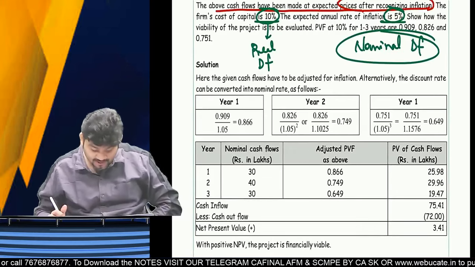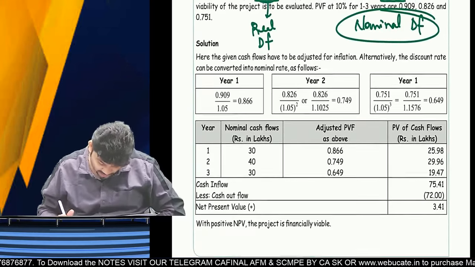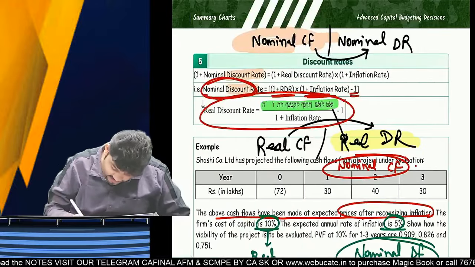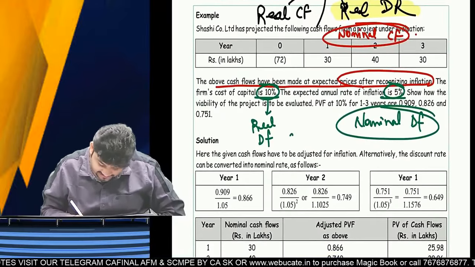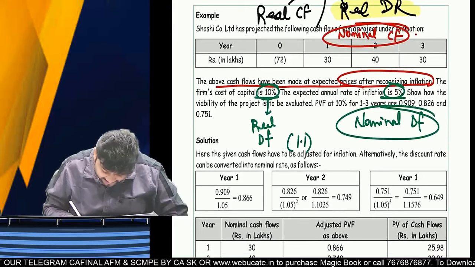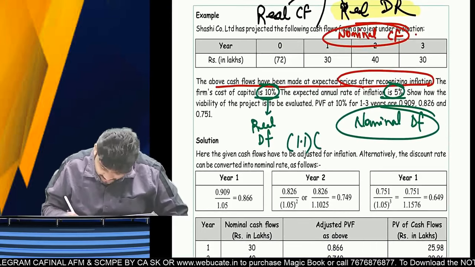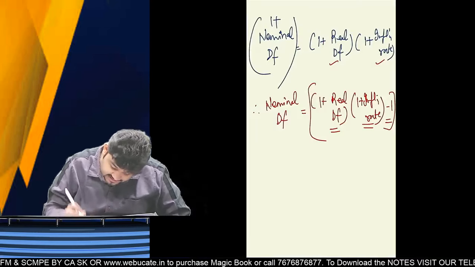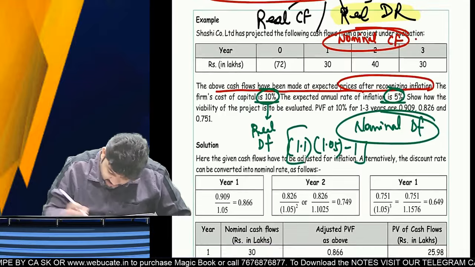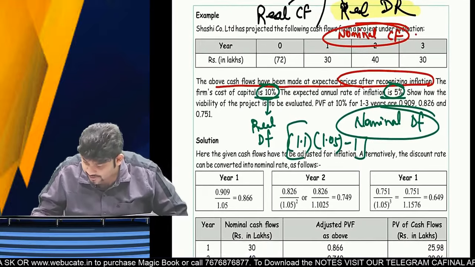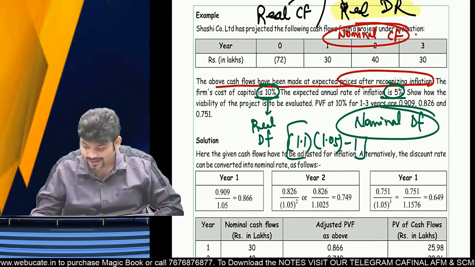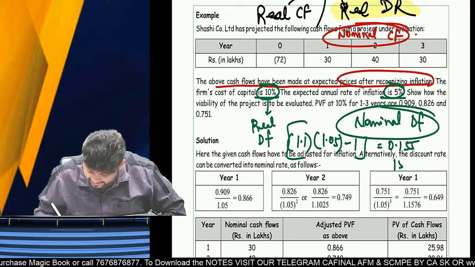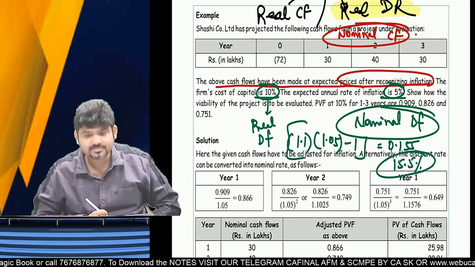So we will quickly convert this into a nominal discounting factor. So here we are. How do we calculate the nominal discounting factor? It is (1 plus real discounting factor 1.1) into (1 plus inflation 1.05), the whole minus 1. We just came up with the formula, right? So tell me, what will this be? It will be 1.1 into 1.05 minus 1, and it will be 15.5%. When you solve this, you will get 1.155, which is 15.5%.